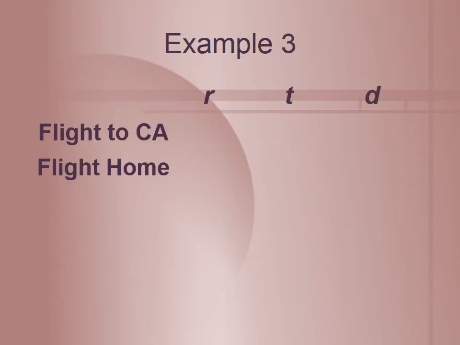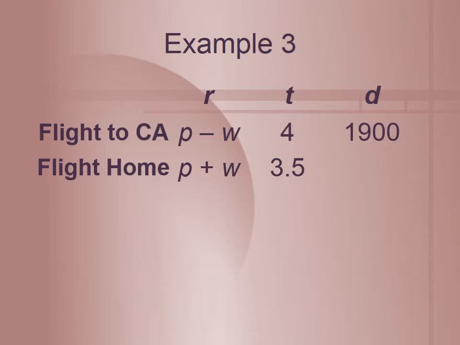So let's look at an example. We have a flight to California and we have a flight home. So the flight to California, we're coming up against some headwind. So we're going to take our rate and we have to subtract W because we have to subtract the headwind. And then our flight home, we have the tailwind, so we're going to go faster. So we're going to add W. So the flight to California took 4 hours, and the flight home took 3.5 hours. And the distance is the same because the distance is the same to California and then back home.